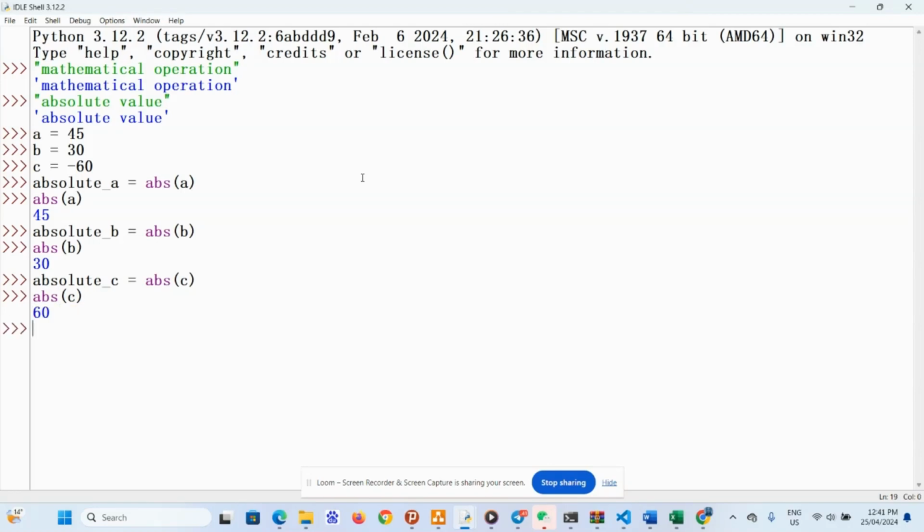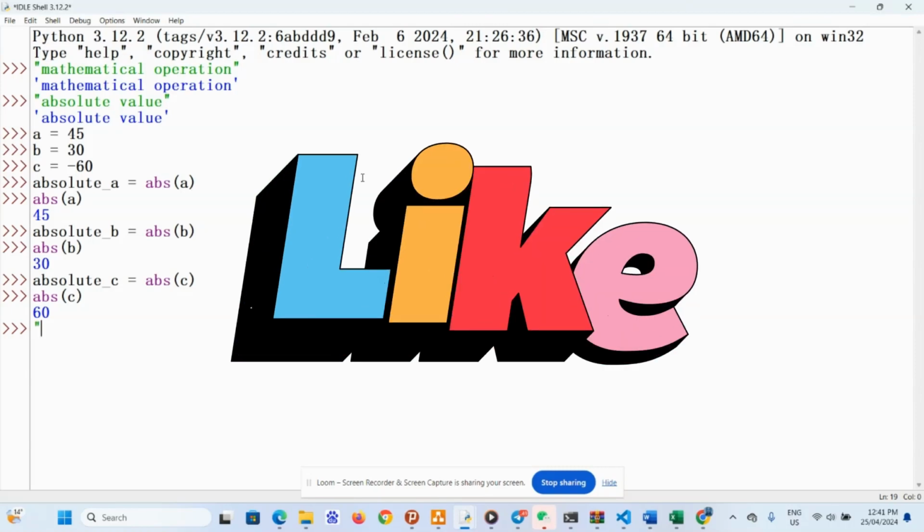So absolute of C goes to 60. So we have here 60, and C was minus 60. It obviously means that the negative sign is removed because it is an absolute value. Are we there? So let's move on to trigonometry.